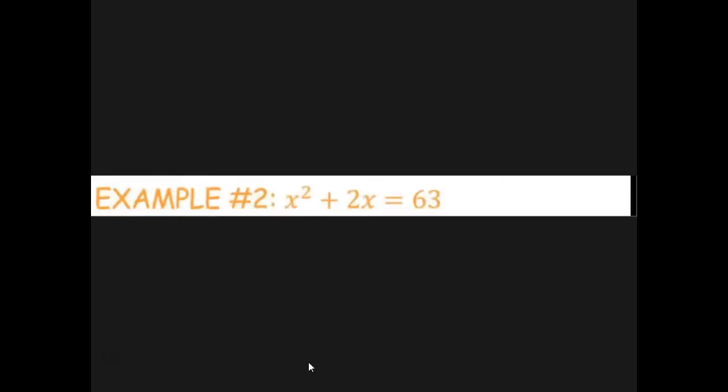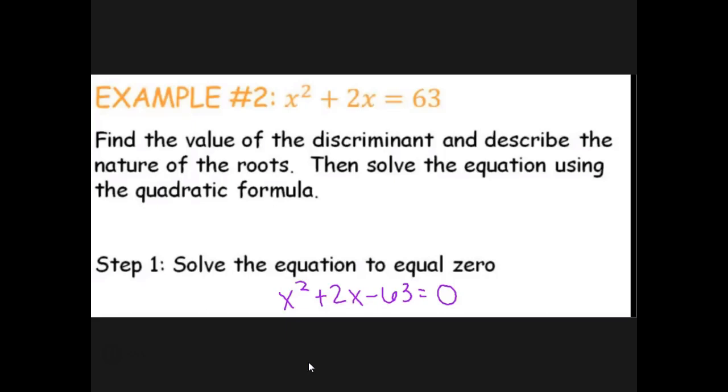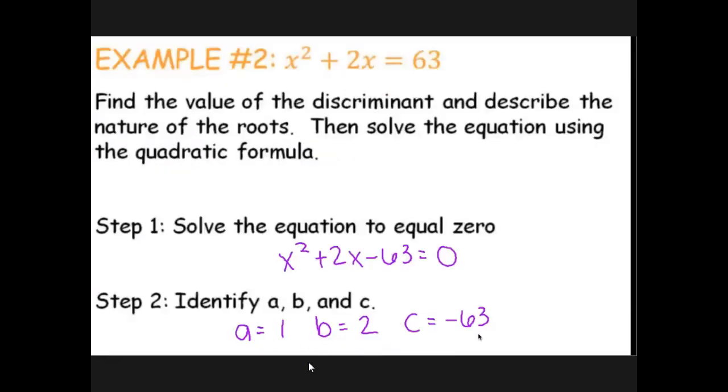Example number 2. First things first, get that set equal to 0. After you get it set equal to 0, you need to know a, b, and c. It's important to pay attention to their signs. A is positive, b is positive, c is negative.